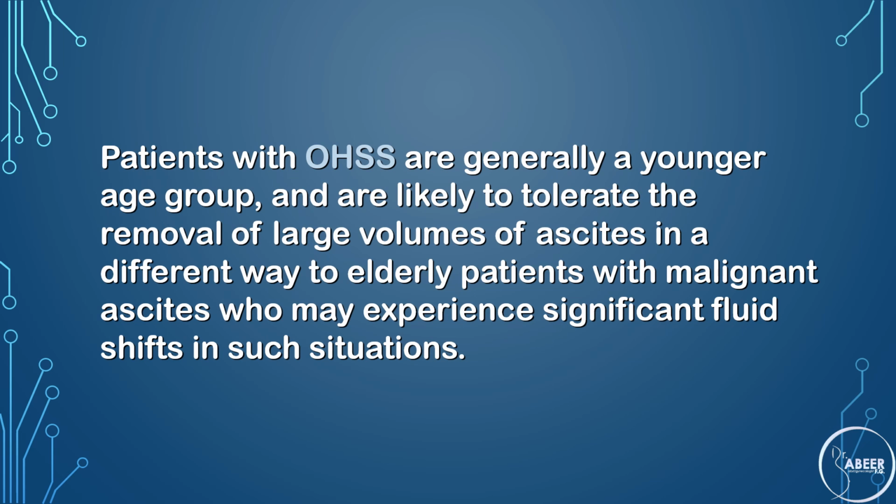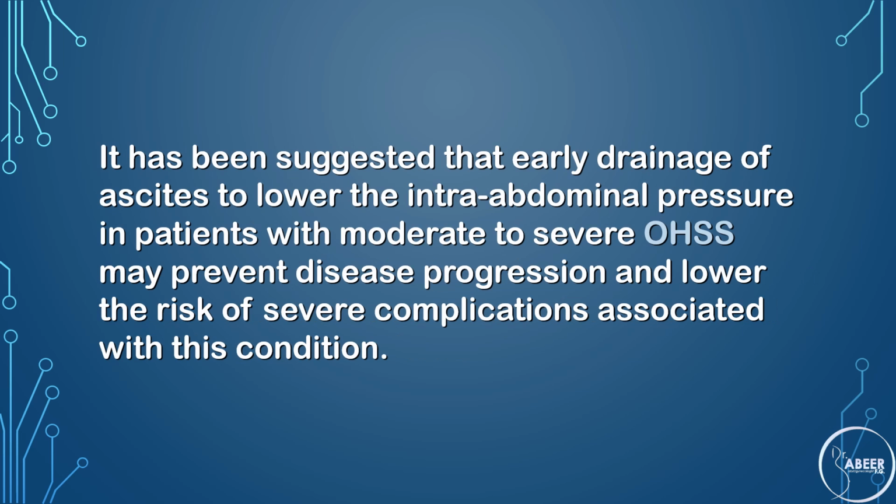Patients with ovarian hyperstimulation syndrome are generally a younger age group and are likely to tolerate the removal of large volumes of ascites in a different way to elderly patients with malignant ascites, who may experience significant fluid shifts in such situations. It has been suggested that early drainage of ascites to lower the intra-abdominal pressure in patients with moderate to severe ovarian hyperstimulation syndrome may prevent disease progression and lower the risk of severe complications associated with this condition.